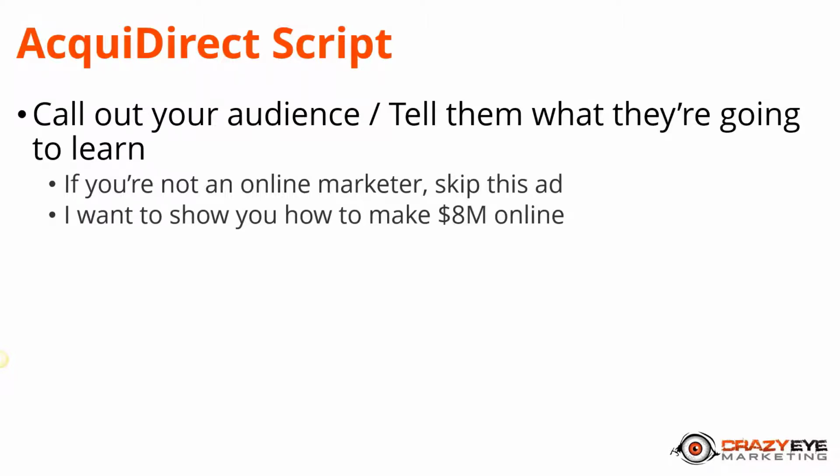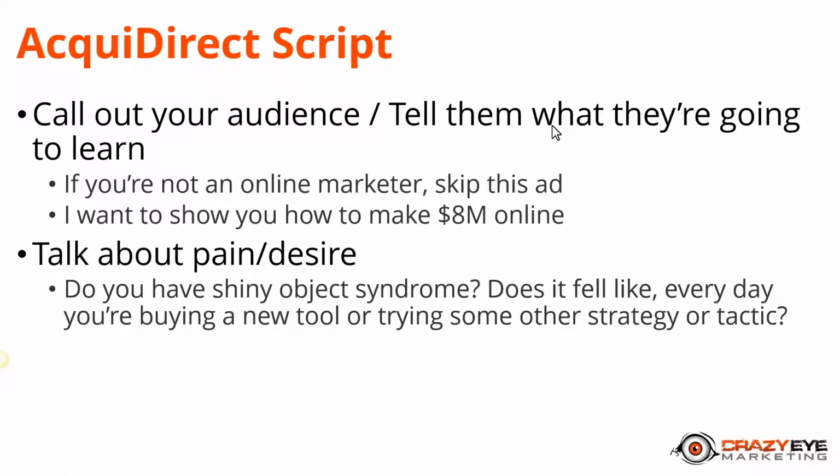Another example is, "I want to show you how to make $8 million online." So there's that tell-them-what-they're-going-to-learn script piece right there. And then the next thing you want to talk about is a pain or desire that they're having. So, do you have shiny object syndrome? Does it feel like every day you're buying a new tool or trying some other strategy or tactic? So there we are, speaking to one of the pains of being an online marketer: there's always something new coming out and it's hard to know what to focus on.